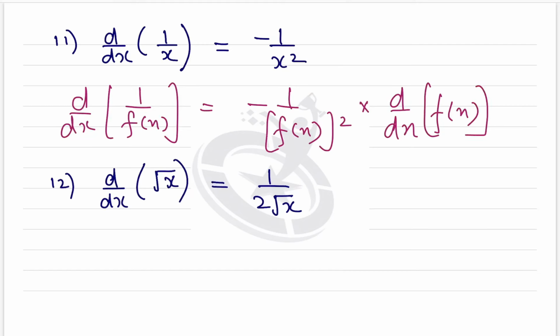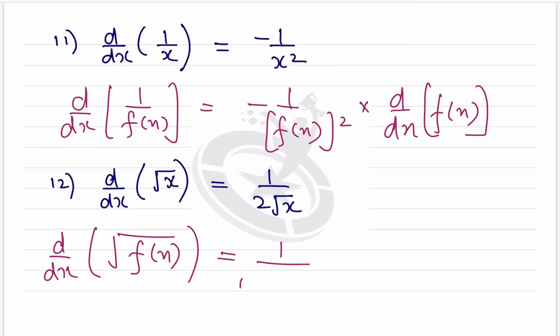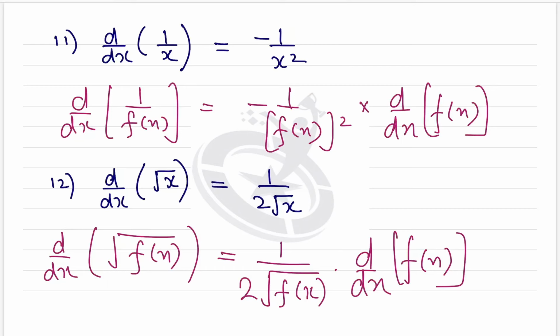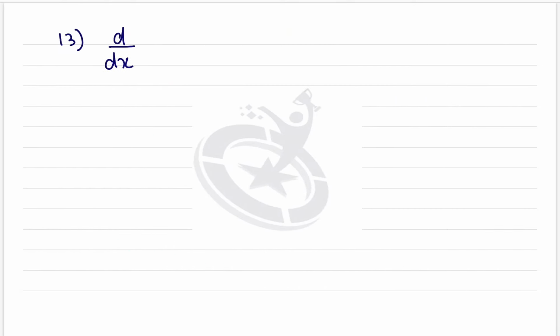The derivative of root x is 1 by 2 root x. This is also very important. Therefore the derivative of root f of x will be equal to 1 upon 2 root f of x into the derivative of f of x.